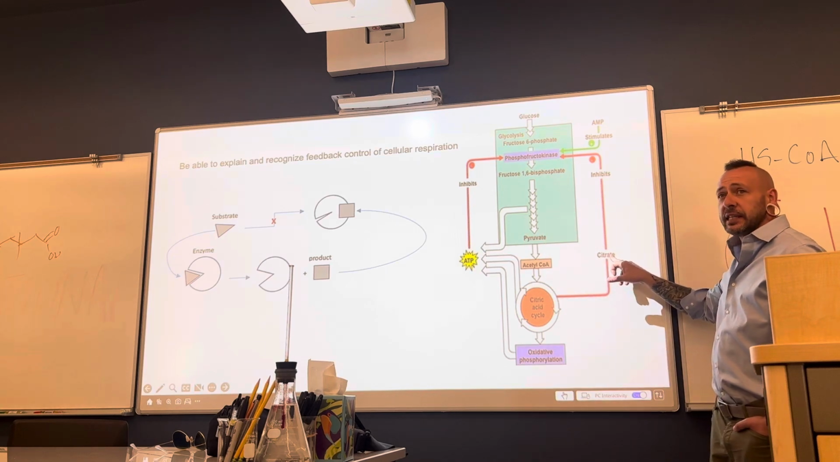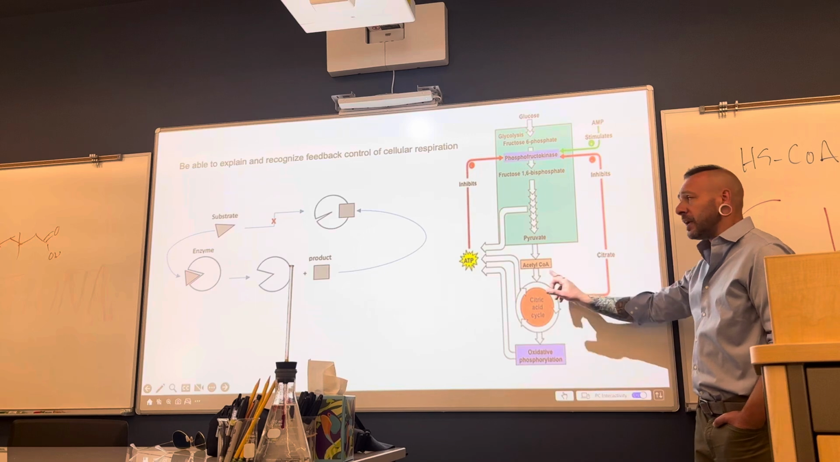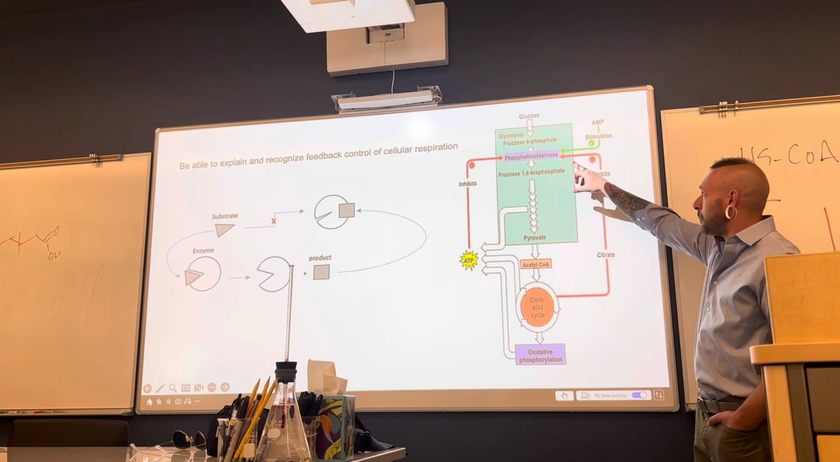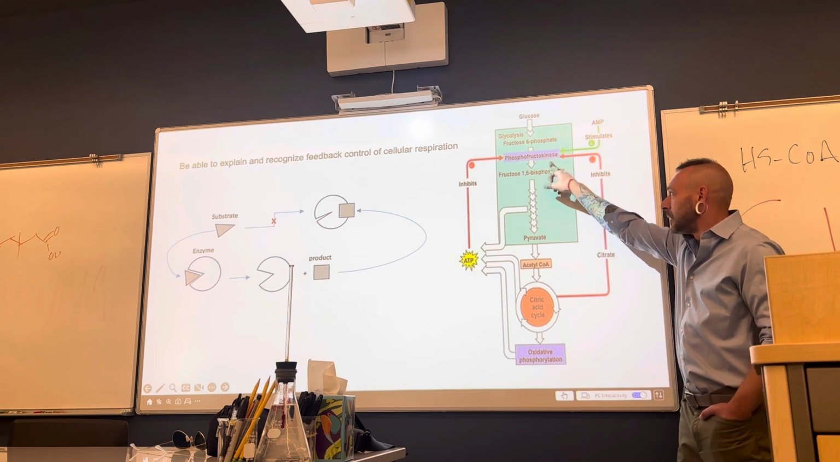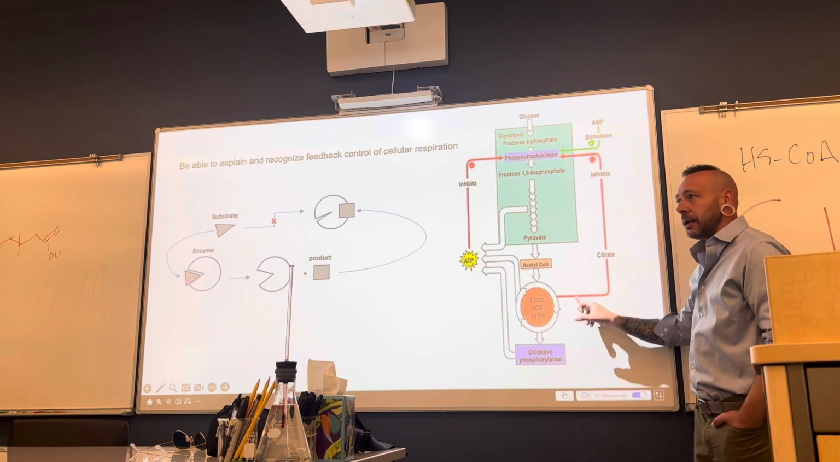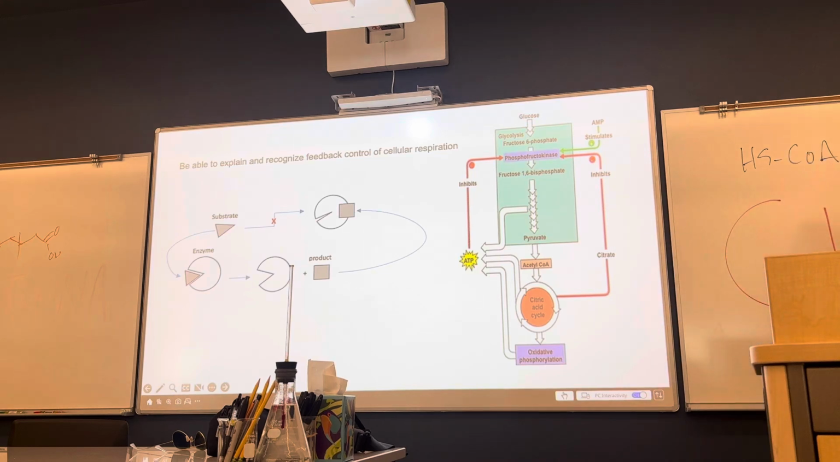If citrate starts to get low, that's an indication that we need to restart this cycle and generate more of it. So as citrate gets low, less of it is bound to phosphofructokinase, which means it starts to become active again, and we start feeding it in there again. So citrate, in this case, feeds back on the third enzyme of the glycolysis pathway.